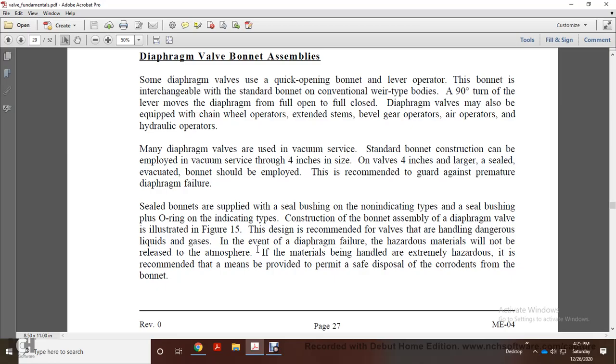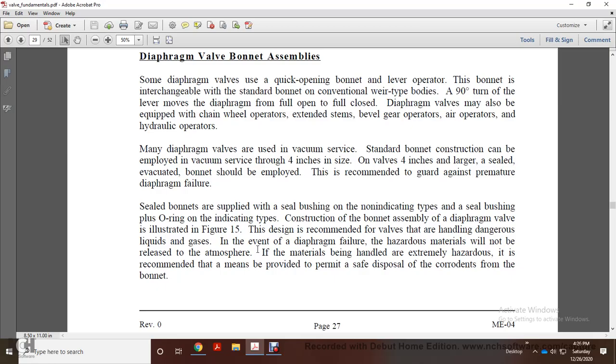Many diaphragm valves are used with vacuum service. The standard bonnet construction can be employed with vacuum service through 4 inches in size. On valves 4 inches and larger, a sealed evacuated bonnet should be employed. This is recommended to guard against premature diaphragm failure. Sealed bonnets are supplied with a seal bushing for the non-indicating type, and a seal bushing plus O-ring for the indicating type.